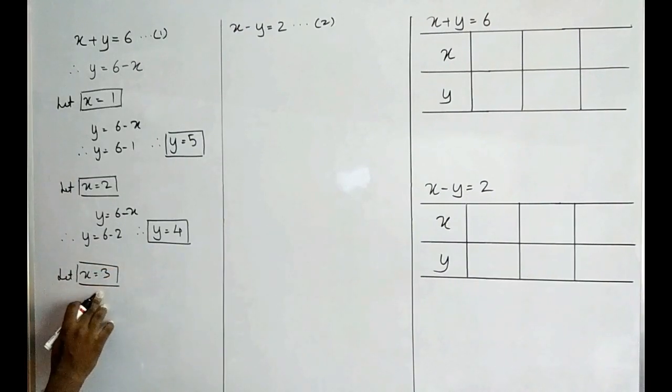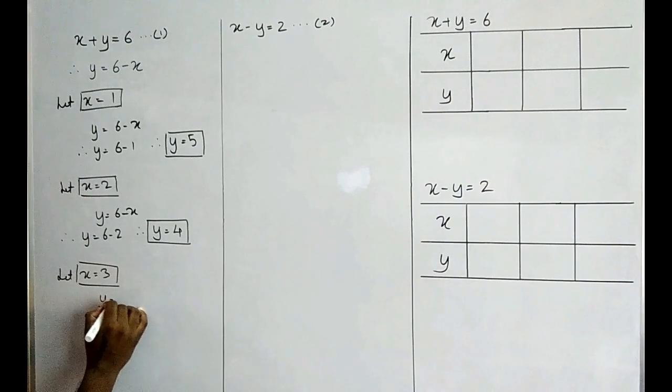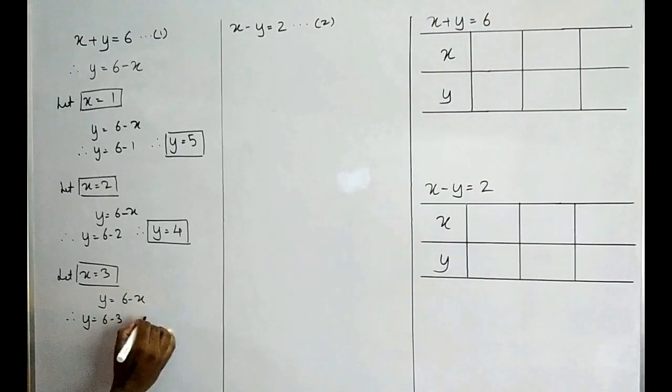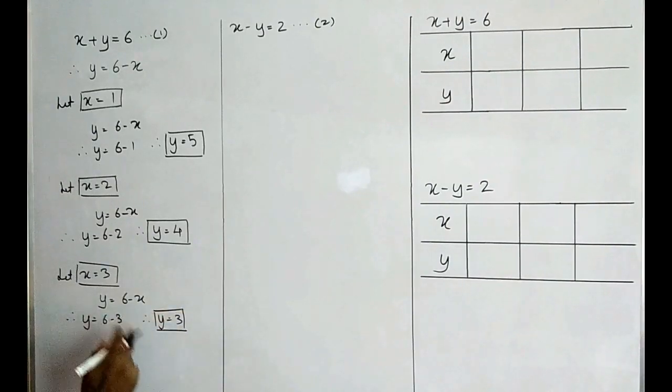So for x is equal to 3, what will be the value of y? Again substitute it. y is equal to 6 minus x. Therefore y is equal to 6 minus 3. Therefore y is equal to 3. So for the first equation we have got 3 values of x and 3 values of y.